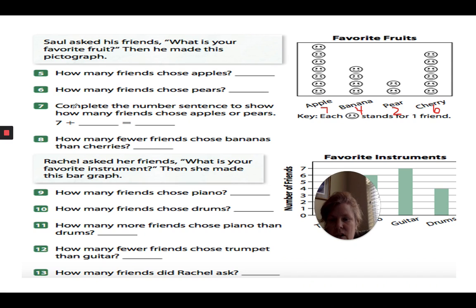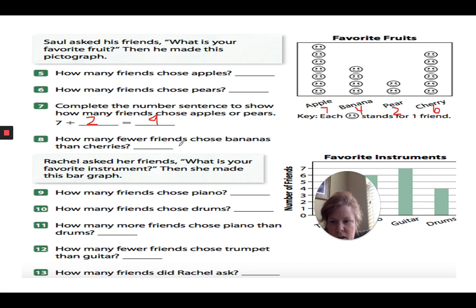Circle the number sentence to show how many friends chose apples or pears. So apples are 7, and you're putting both of these together because you're doing apples and pears. So you have 7, and then you have 2 pears. So 7 plus 2, 7, 8, 9. You have 9.